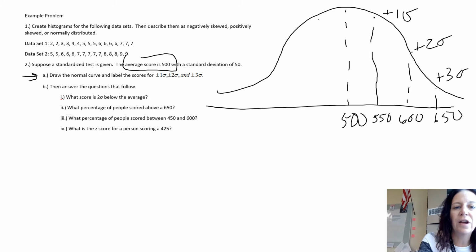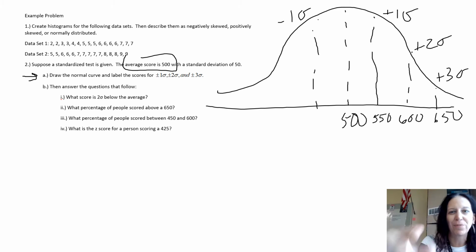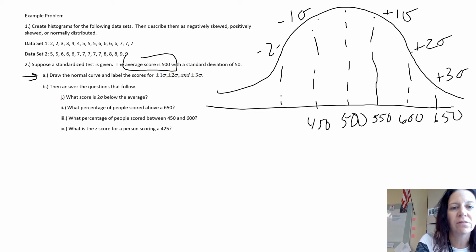And then we can go in the other direction. So we can subtract 1 standard deviation. I don't know if you can see, like when I'm pausing, there's like a thing popping up on my screen. So we would do 500 minus 50, which is 450. And then we would subtract another standard deviation. So subtract another 50. And then subtract another standard deviation.